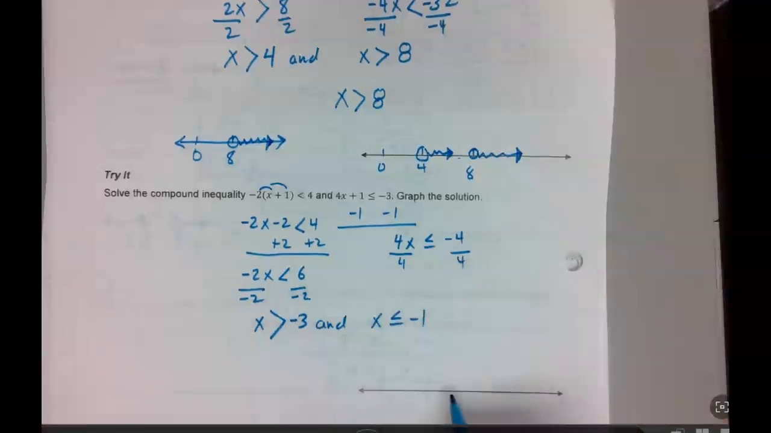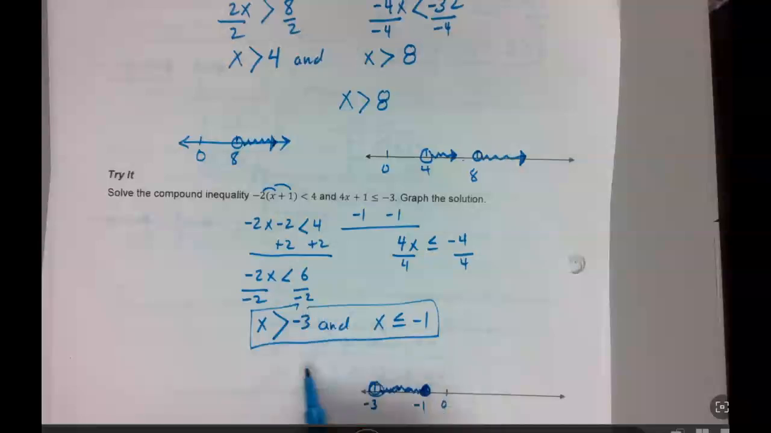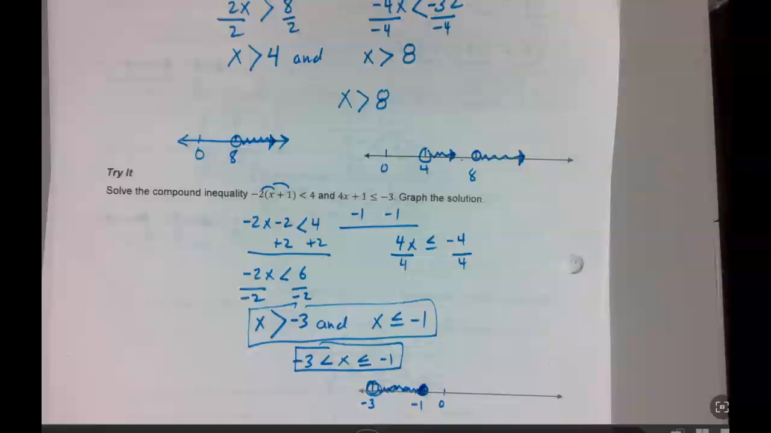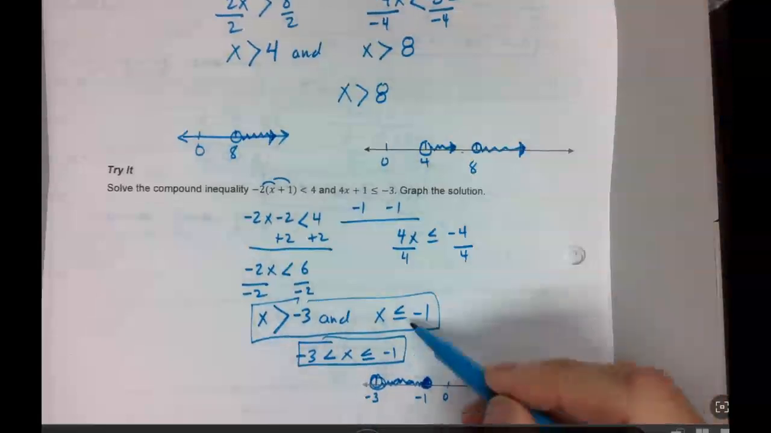Okay, so it's an AND, which means intersect. So 0's here, negative 3's here, we'll say negative 1's here. So x is greater than negative 3 is everything going this way. X is less than or equal to negative 1 is everything going this way. So they intersect between these two. You could write it like this as a solution. You could also write it like this. Can't do ORs like that, but you can write ANDs like this. Okay, and then your graph is where they intersect. You can write it either way.